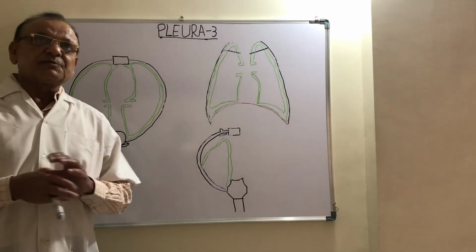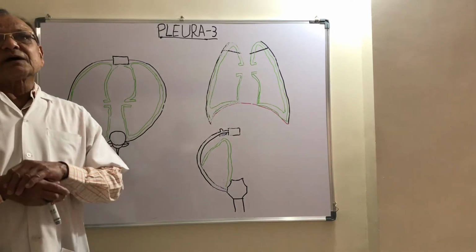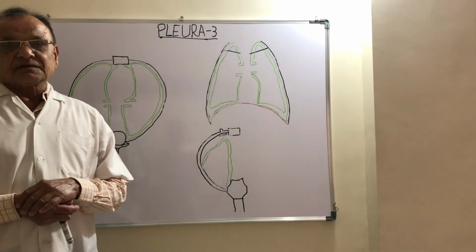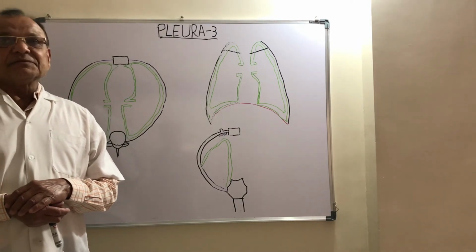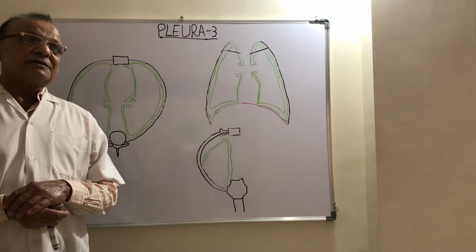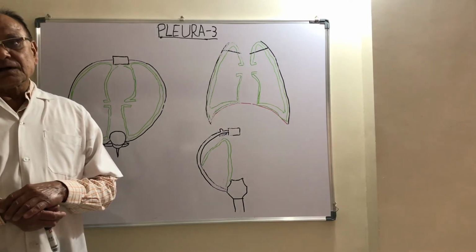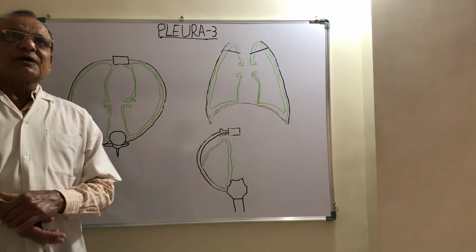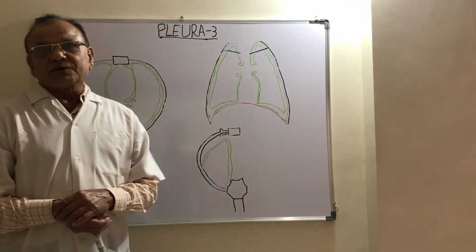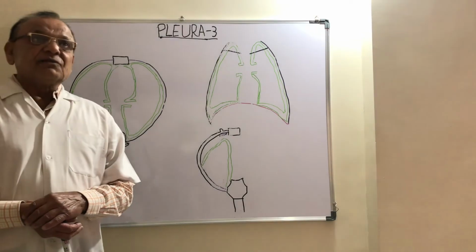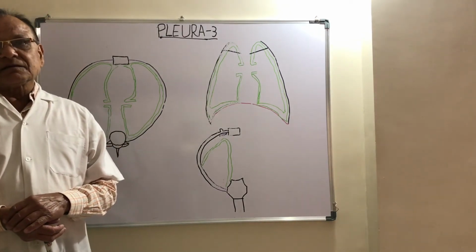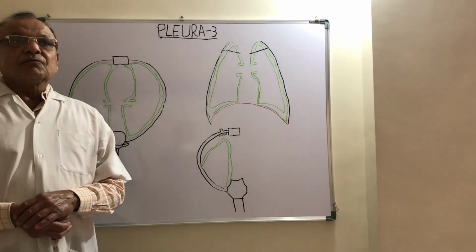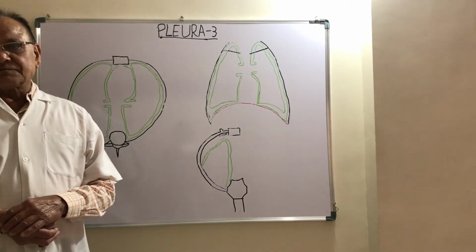First we will see the visceral pleura. The visceral pleura covers the lung and is in intimate relation with the lung. So naturally the artery which supplies the lung also supplies the visceral pleura. The lung is supplied by the bronchial artery, so the visceral pleura is also supplied by the bronchial artery. The lung is drained by the bronchial vein, so the visceral pleura is also drained by the bronchial vein.